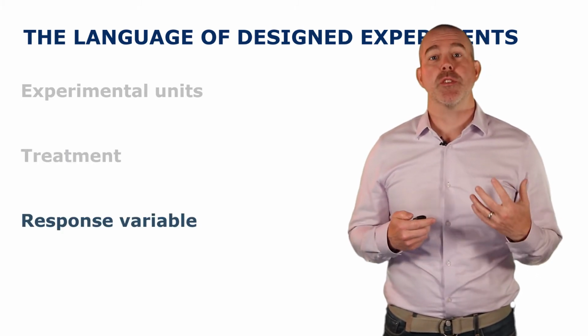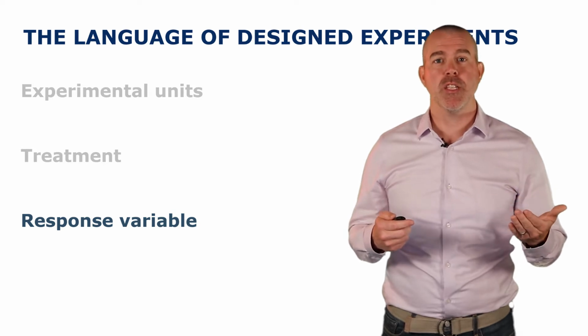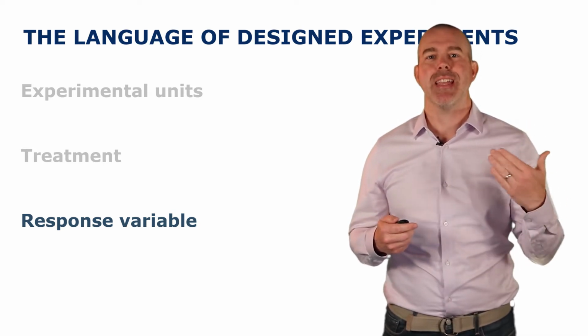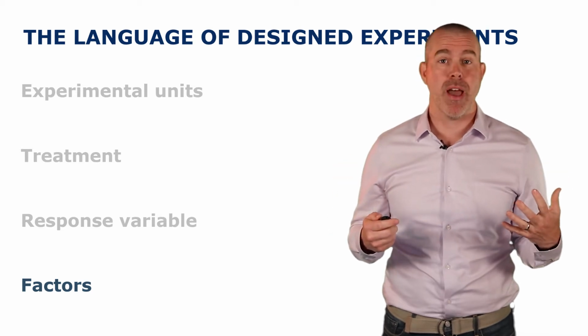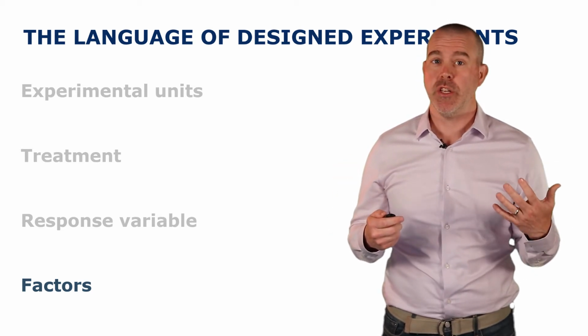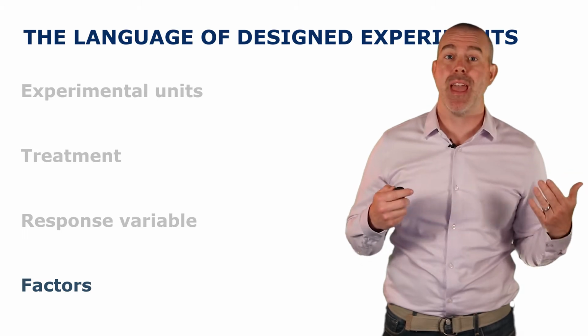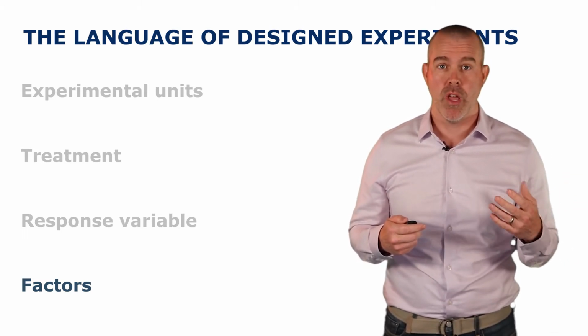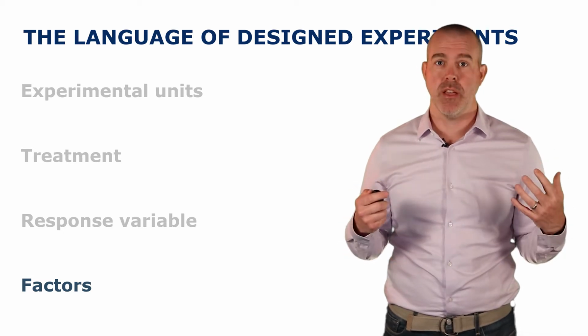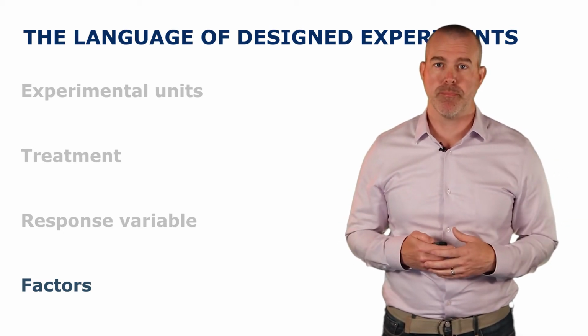The third is the response variable. That depends on the experiment. That's the thing you're measuring as the outcome. And fourth is factors. These are anything that might affect that response variable. You need to be aware of this because maybe there's something else affecting that response variable that you didn't consider and control for. So factors are anything that can affect the response variable.